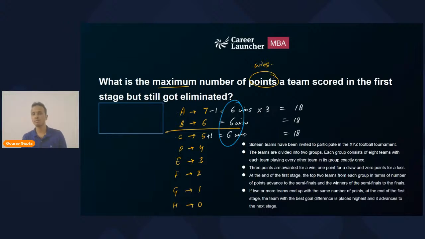And what are their points? Their points are 18 each. So I can say that even after scoring 18 points, one of the teams will get eliminated from the first stage. So the answer will not be 15. Answer will be 18. Kasak, I hope you have understood this.